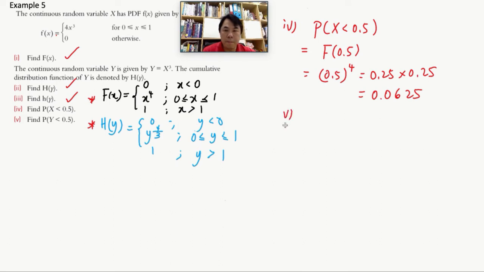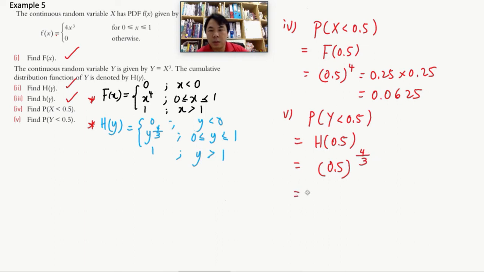For number 5, the probability of y less than 0.5. Now for this, we're going to make use of the distribution functions that relates to a continuous random variable y here. That will be H(0.5) instead, and then that would be 0.5 raised to the power of 4/3 here. Okay, I hope that is clear.